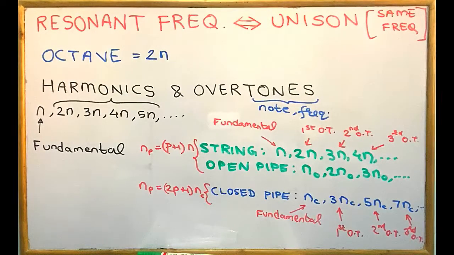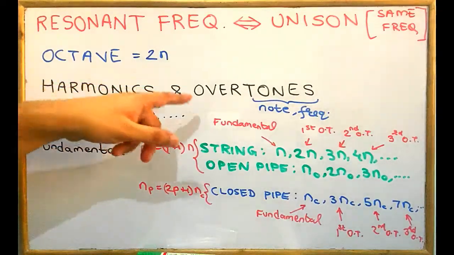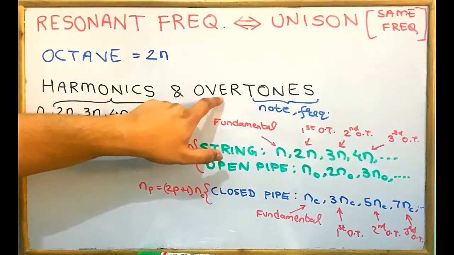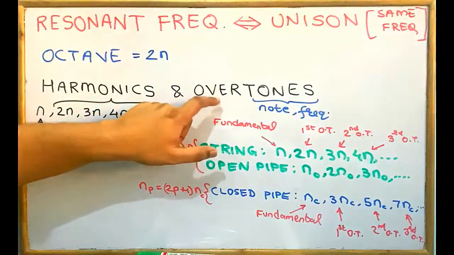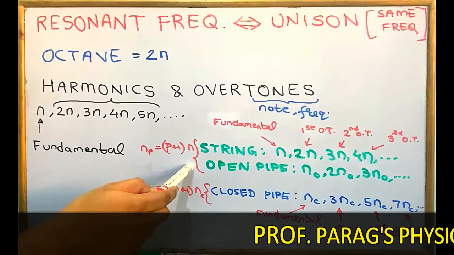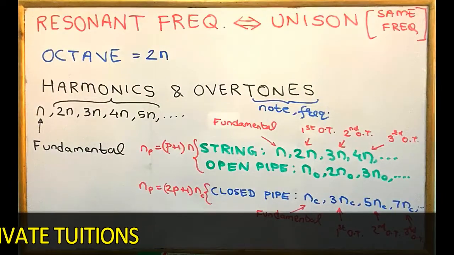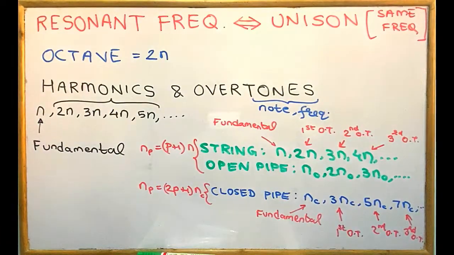So this is our understanding of all the terms. Resonant frequency or unison refers to the same, equal frequency. Octave means double. Harmonics means all the multiples of the fundamental. Overtone means the frequencies which are over the fundamental. In the case of an open pipe and a string, all the harmonics are present, even and odd, whereas in the case of a closed pipe, only the odd harmonics are present. To generalize, we can write the formula NP is equal to P plus 1 times N, and for a closed pipe NP is equal to 2P plus 1 times NC.